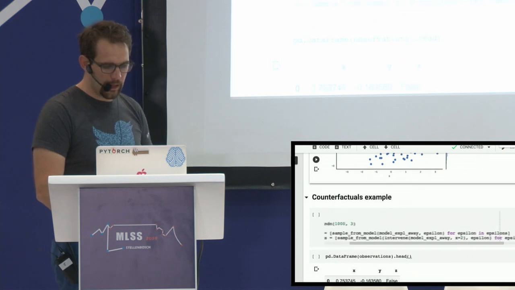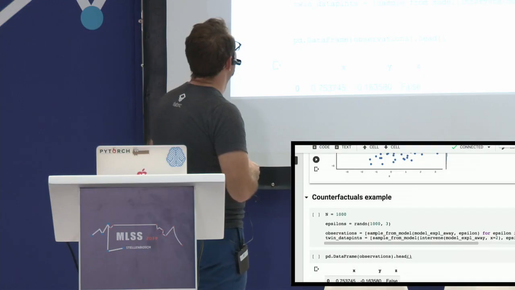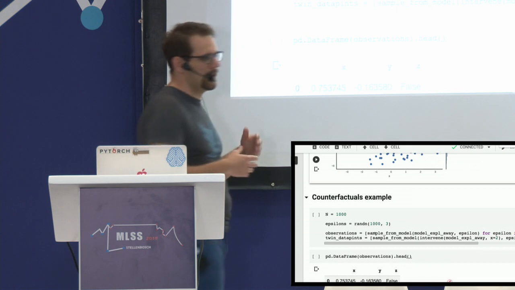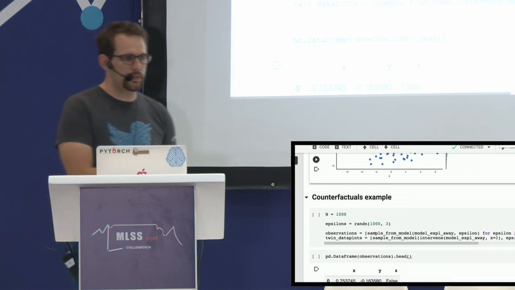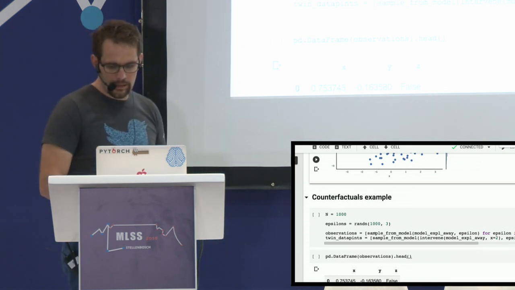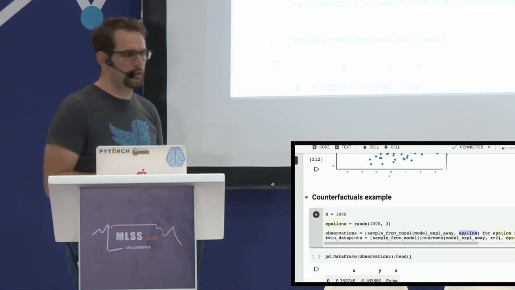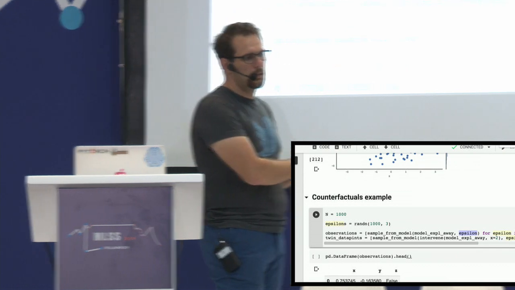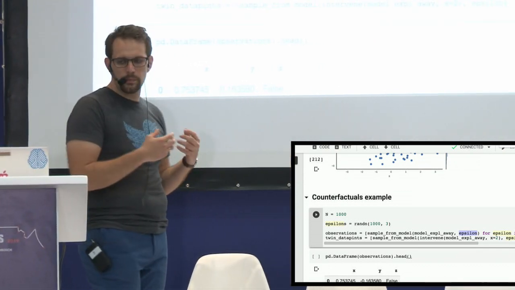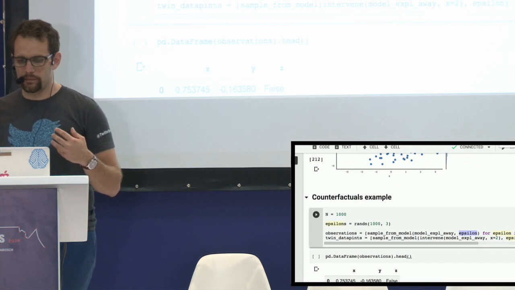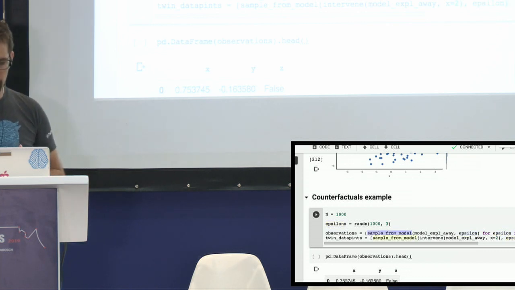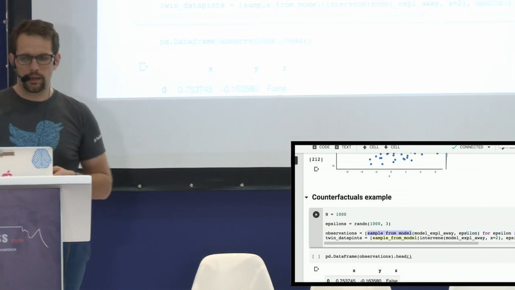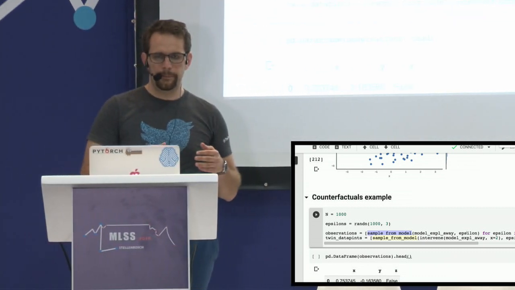Okay, so another thing that I wanted to show you is how you can then deal with counterfactuals, which is what we talked about today. As I said, the trick with counterfactuals is that you share the epsilon in the two models. This is why I allowed my sample from model function to take in a predefined epsilon, so that I can do this.